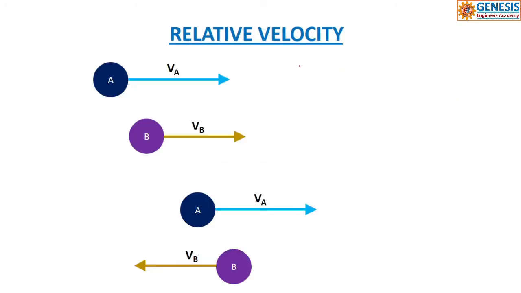So if I wanted to know B with respect to A, the original formula is VB minus VA.